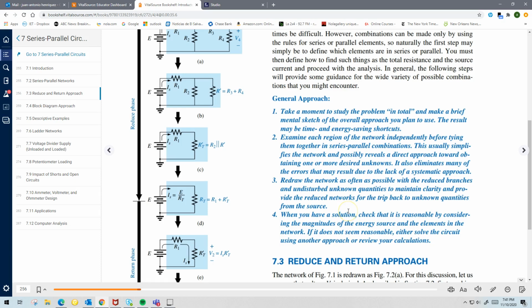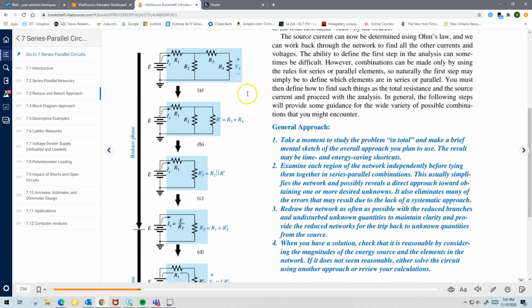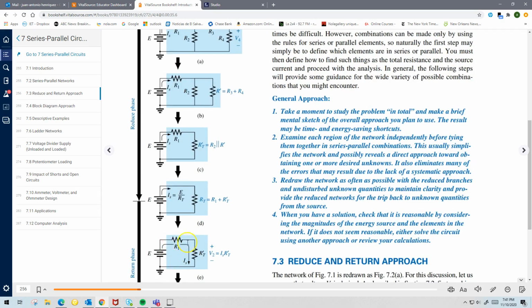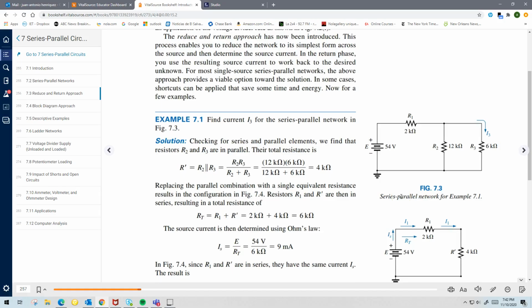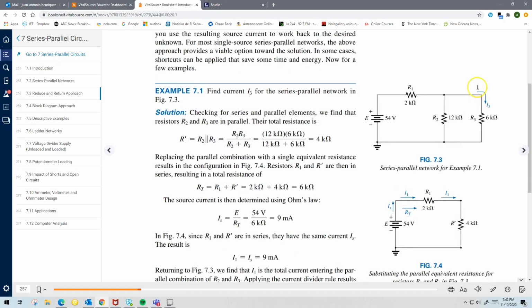But the first one is called the reduce and return approach. And it's really just looking at the far end of the circuit, the right-hand side, and start making it smaller and smaller and smaller until it becomes a simpler circuit like you see here from A to E. That's the idea, to approach it, to reduce it as much as possible, and to look for what you're looking for. So the best way of seeing this is by looking at an example.